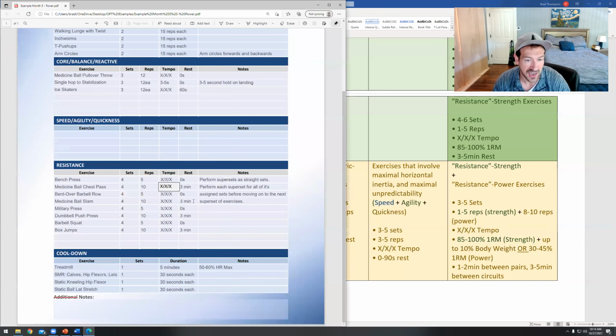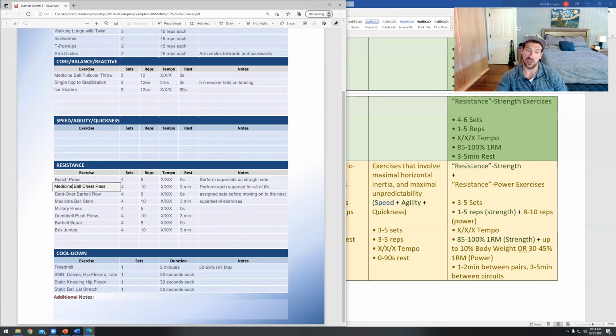And then you'll notice I have them doing this as straight supersets, right? So this, then rest 3 minutes. They could also do this as a circuit, and that's what they're doing here. They could also do it a little bit differently, where you take 1 to 2 minutes between pairs.